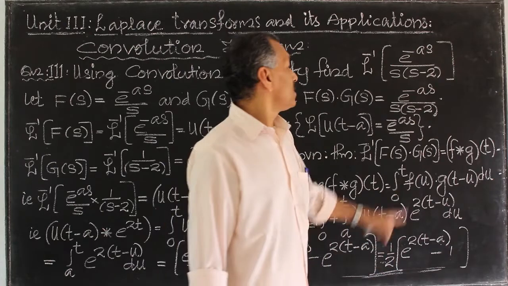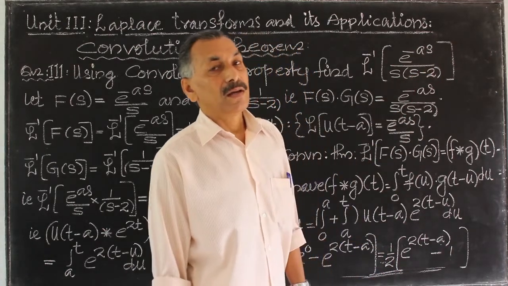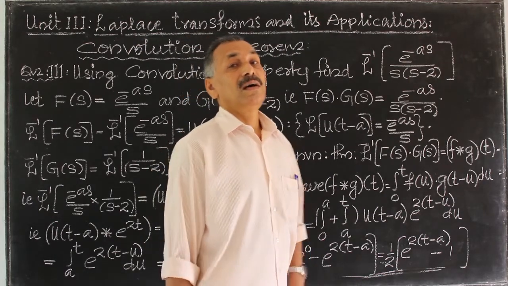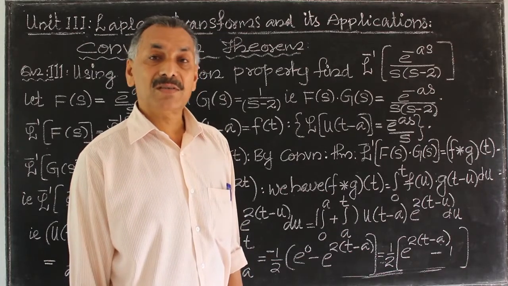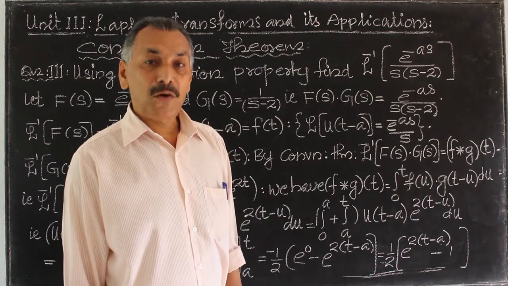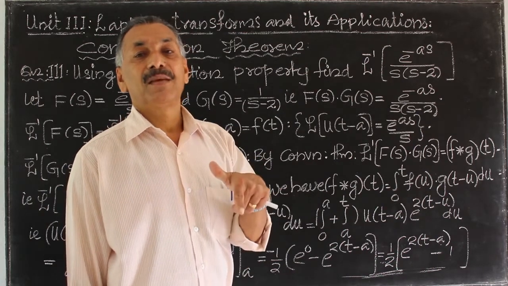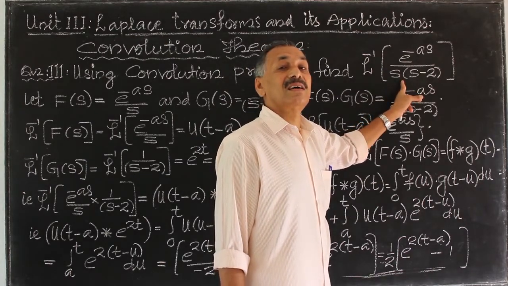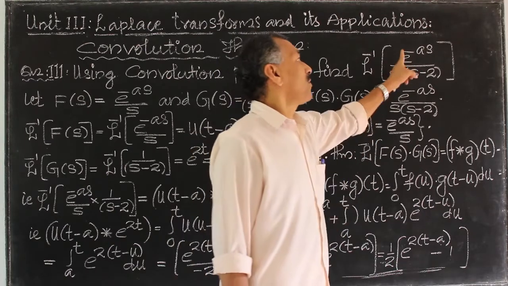And g of s is equal to 1 divided by s minus 2. Then f of s is equal to e raised to minus as by s. What is the Laplace transform of the unit step function u of t minus a? L of u of t minus a is equal to e raised to minus as by s. Or, taking the Laplace inverse of e raised to minus as by s, that is u of t minus a.